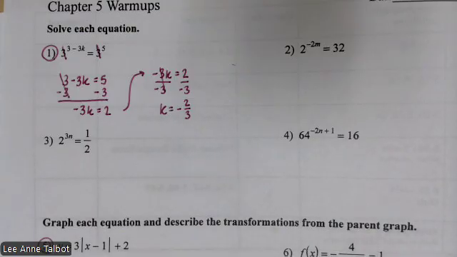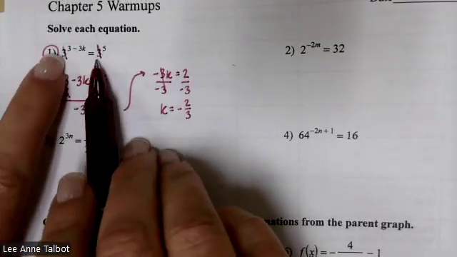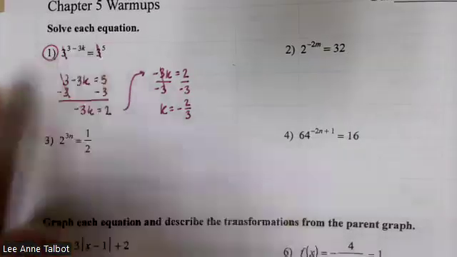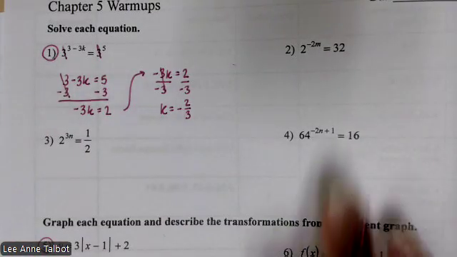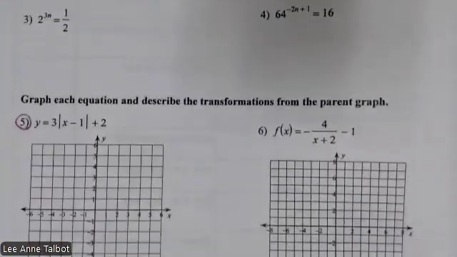Okay, so again, these are called same base exponentials. The goal is to get the same base, and when you do, you can cancel the bases and equal the exponents. Now this one was easy, but we'll have, as you can tell, more difficult ones coming up in the following days from today. Okay, now go down to number 5.